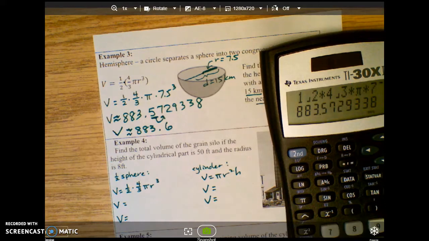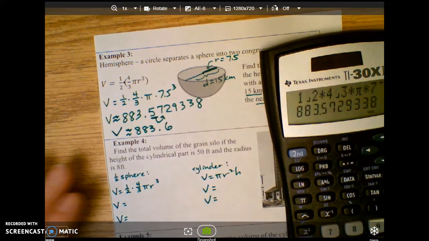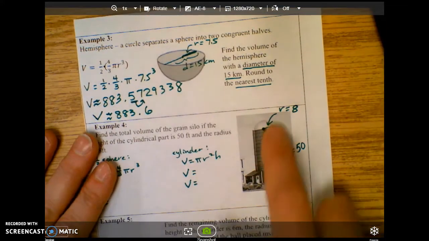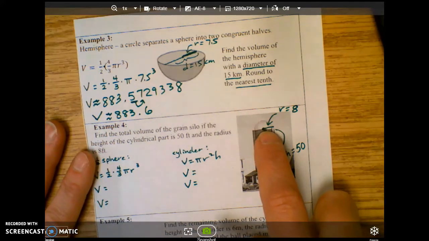Now, the next question in your note sheet should look familiar. We did one similar to this the other day. We did a grain bin question. This is more of a traditional silo. And this traditional silo, as you can see, has got the cylindrical part, but then the roof of it, instead of being a cone like the question we did the other day, it is a hemisphere.